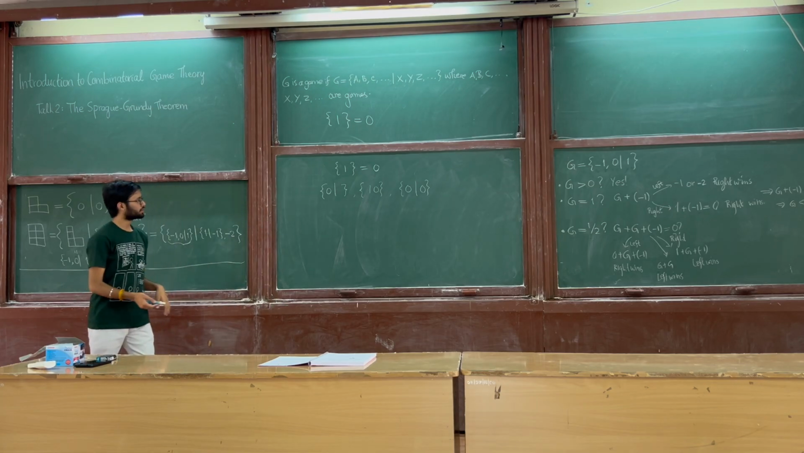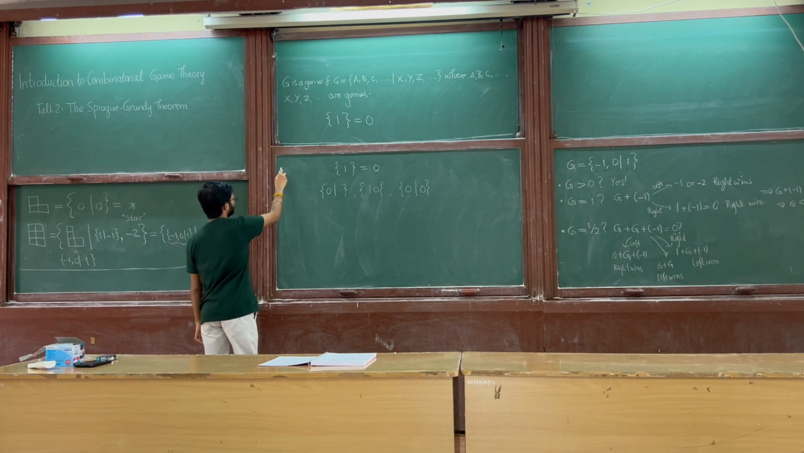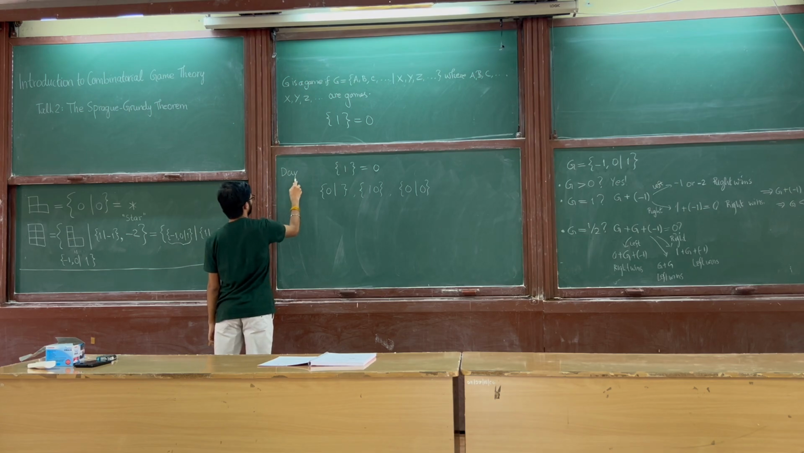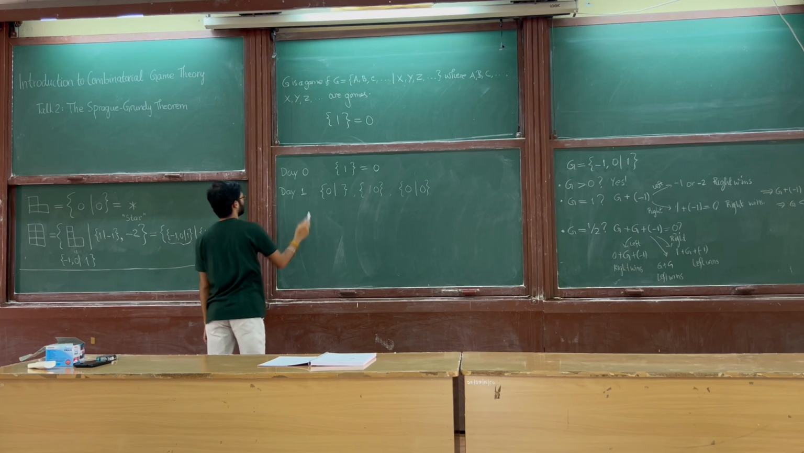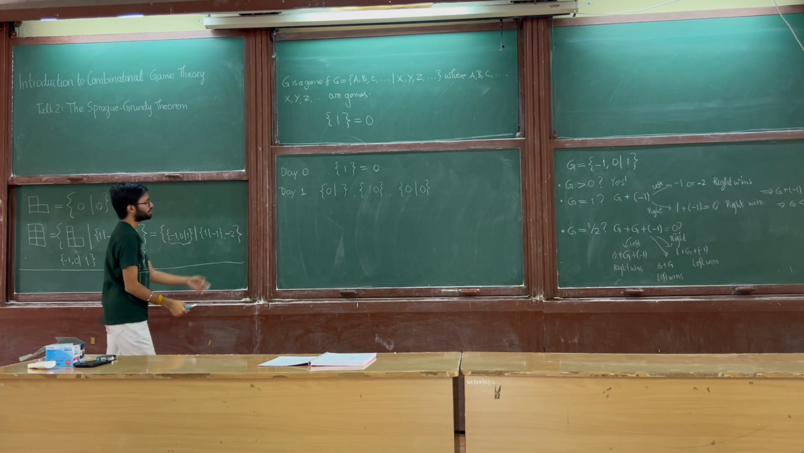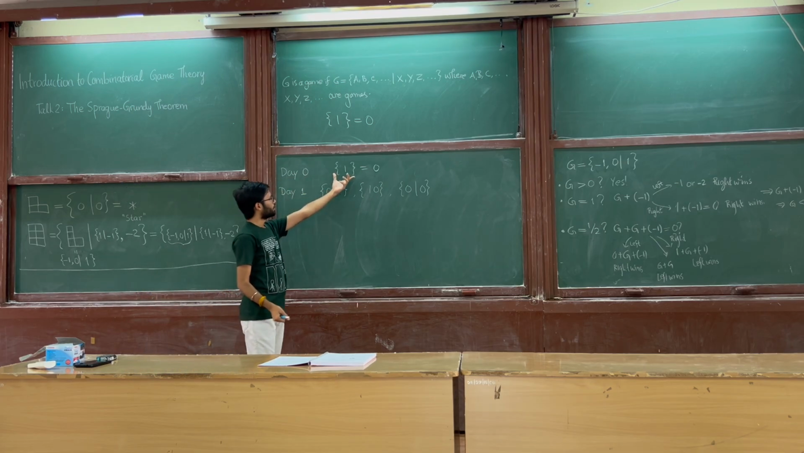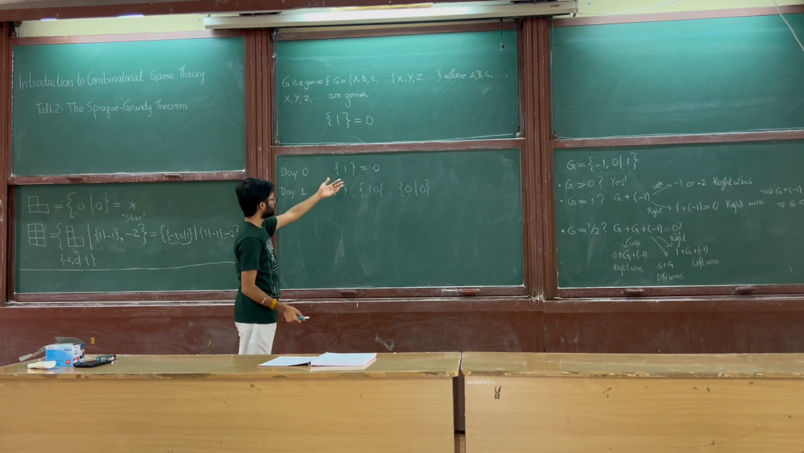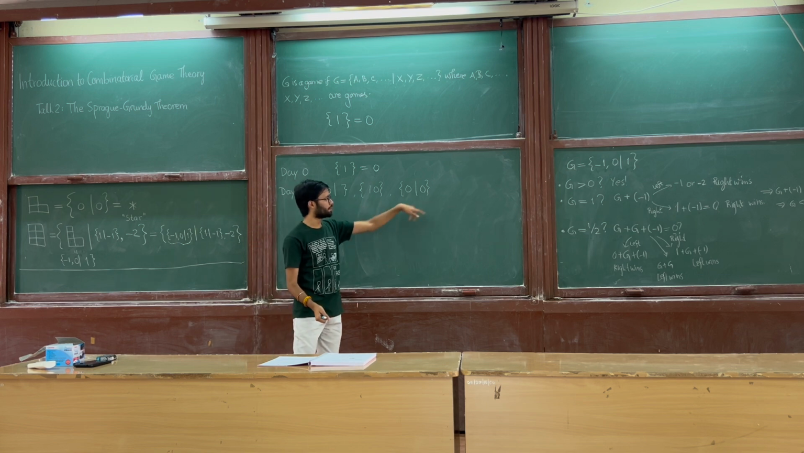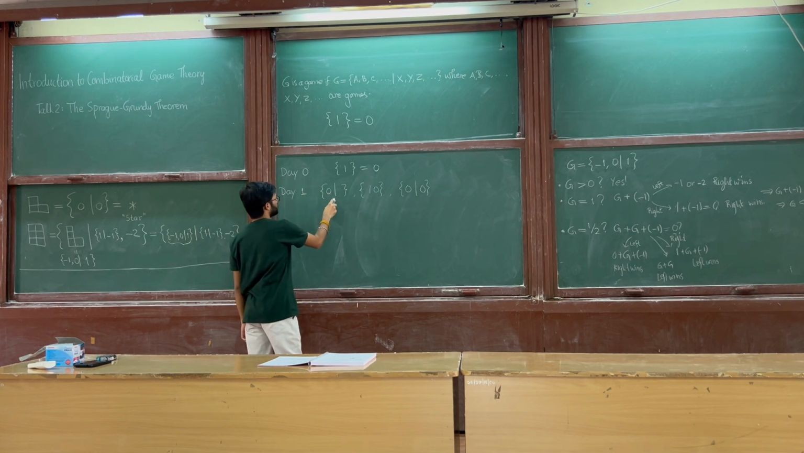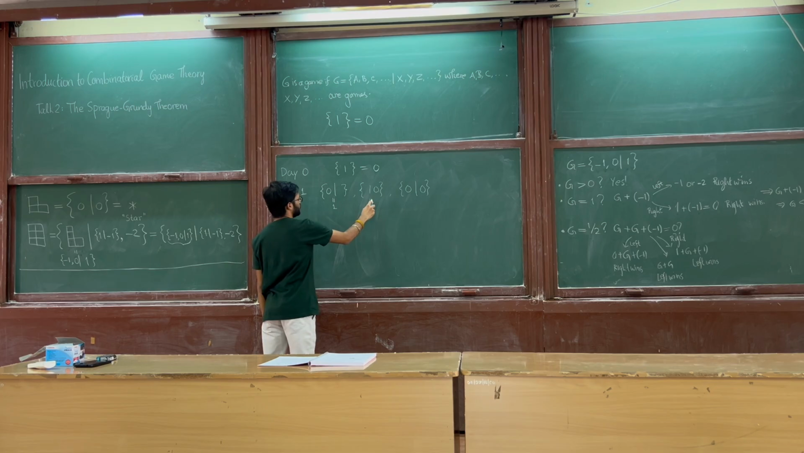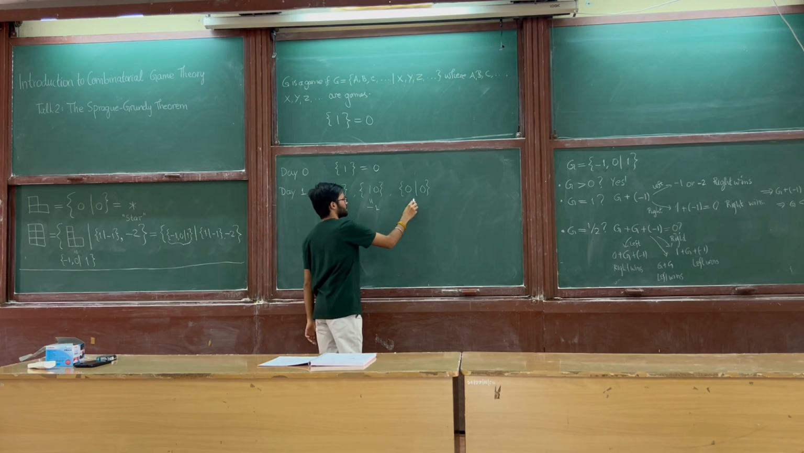And let's give them some sort of hierarchy. So day 0 is when you had nothing and so you created 0. Day 1 is when you have 0 and nothing, so you could create these 3 games. This game, as we have already seen, is number 1, this is -1, and this is 1.